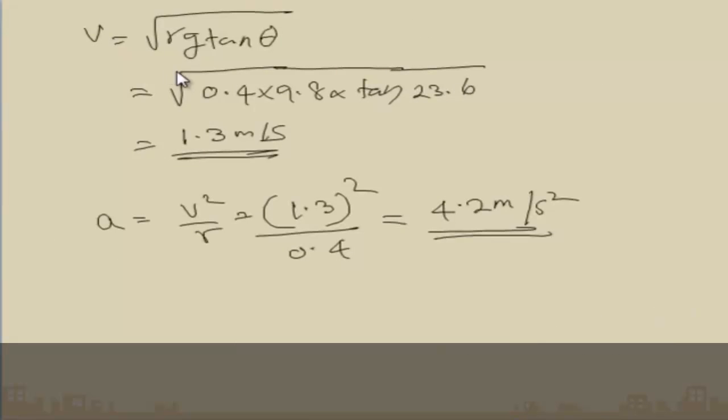Now we can substitute the values. R equals 0.4, g equals 9.8, times tan 23.6, which gives us v equals 1.3 meters per second. Once we have the speed, we can find the acceleration, which is v squared over r. So it's 1.3 squared over 0.4, and that's 4.2 meters per second squared.